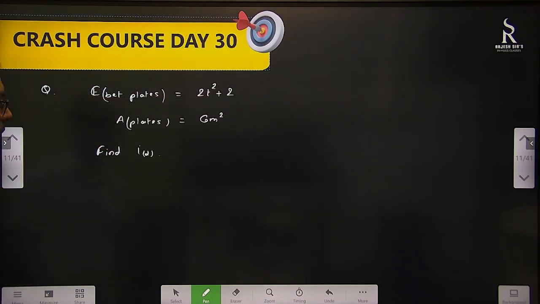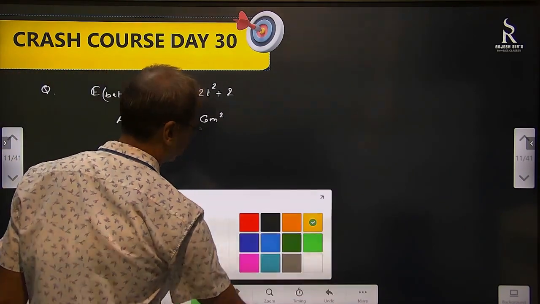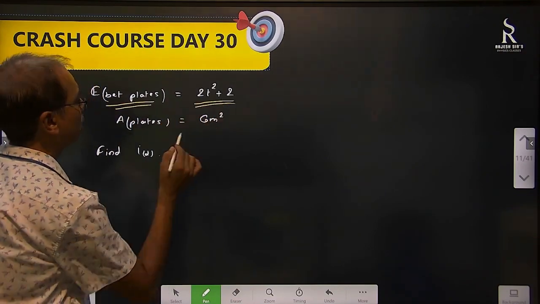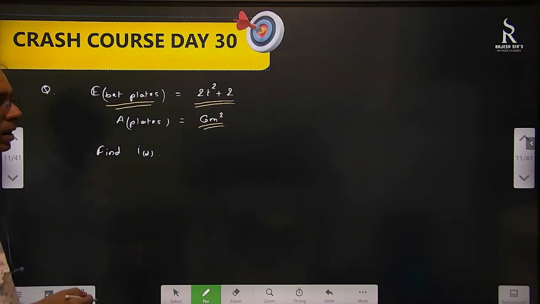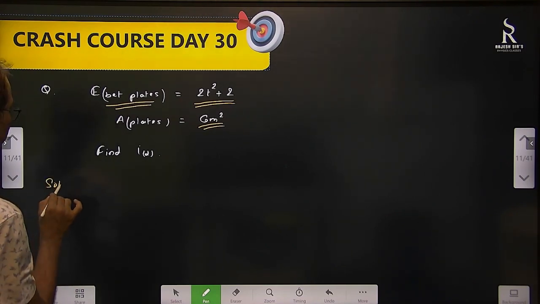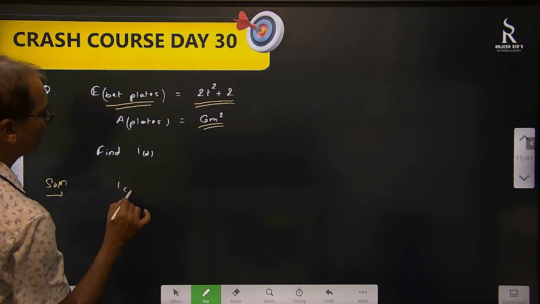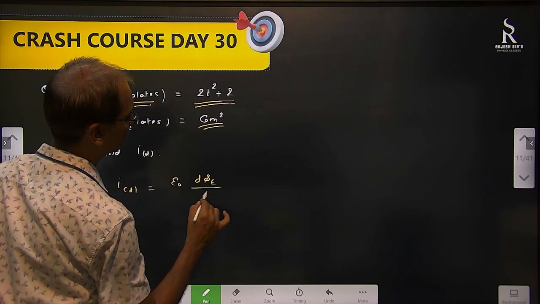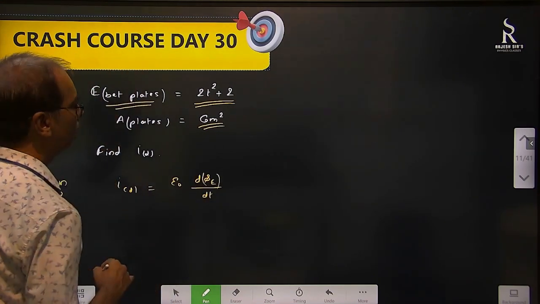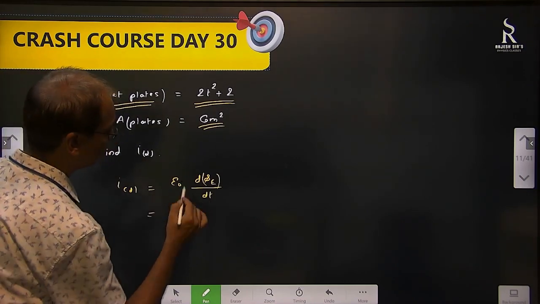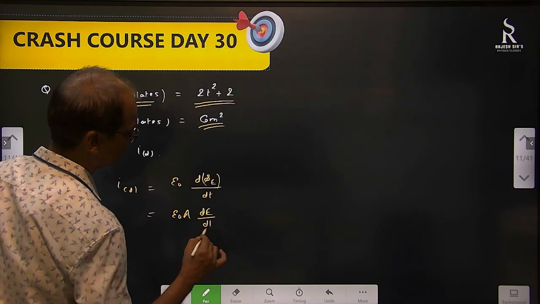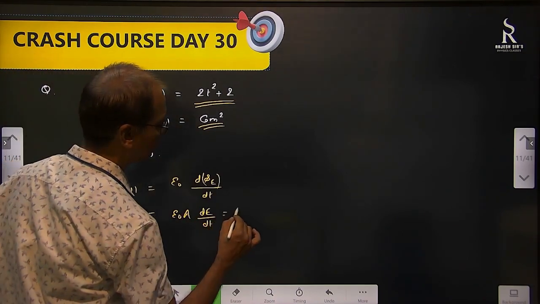Okay. The next question is given in which E is varying electrically. E between plates is given as 2t square plus 2. Area of plates is given as 6 meters square, and you have to find the displacement current. What to do? We already said that ID basically is epsilon naught d phi E by dt. Now A is given constant, so epsilon naught A you can take constant. Then what is here inside d by dt? Yes, so let's put everything.